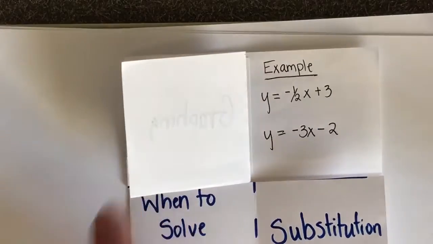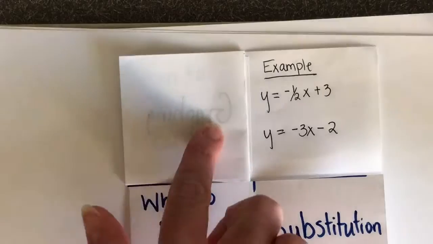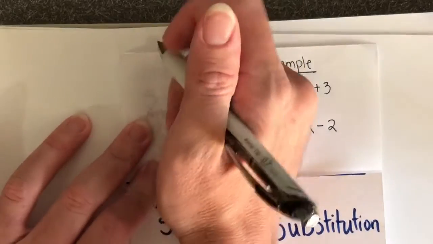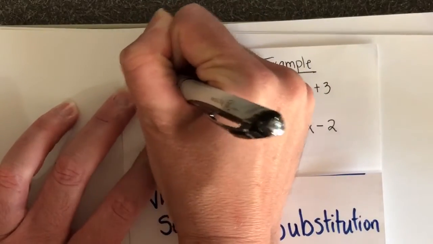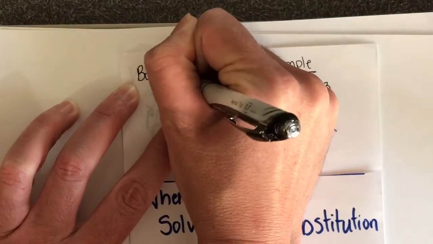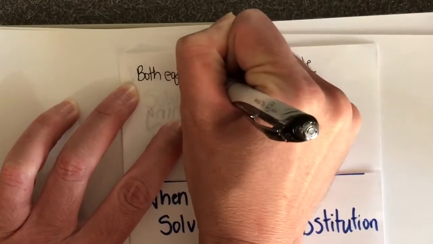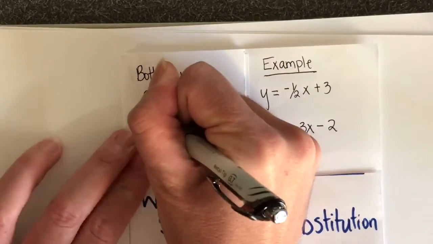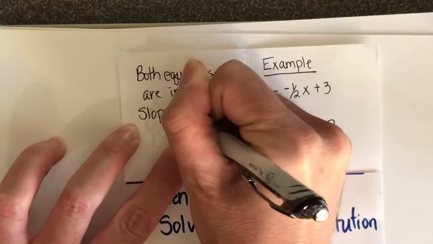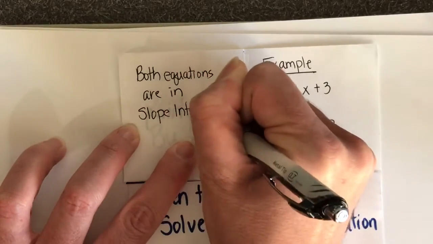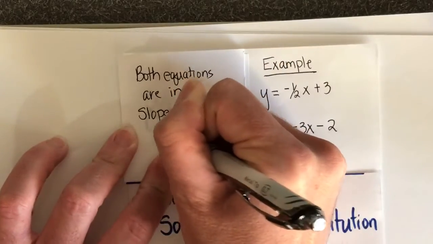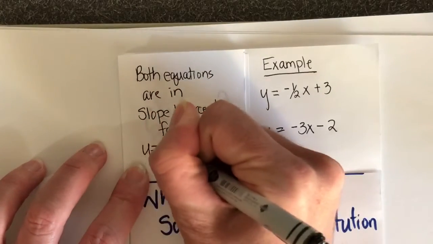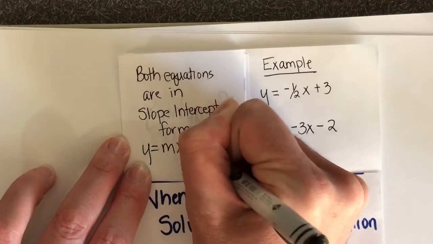So right here on the side, this is going to be our reason why we want to use graphing: both equations are in slope-intercept form. Well, what is slope-intercept form? That's y equals mx plus b.